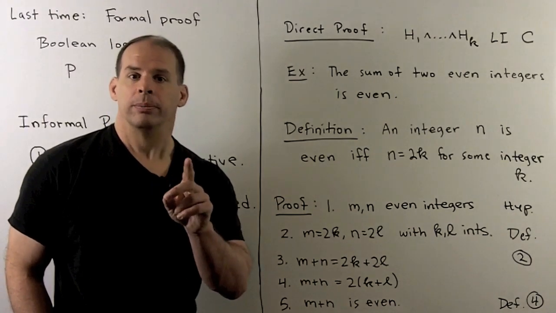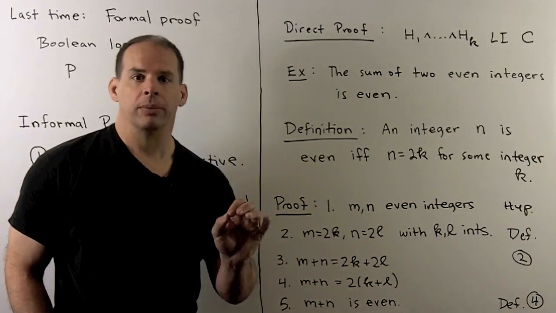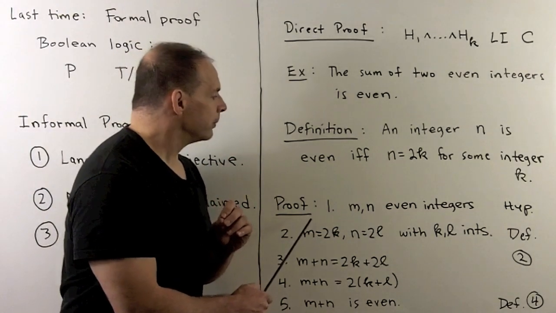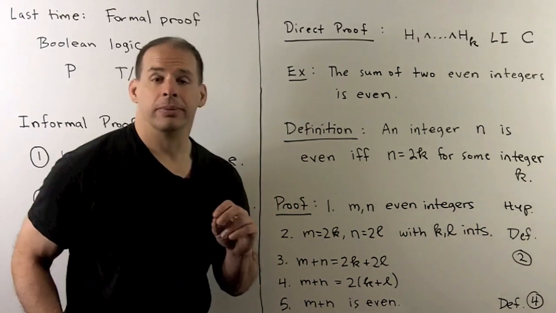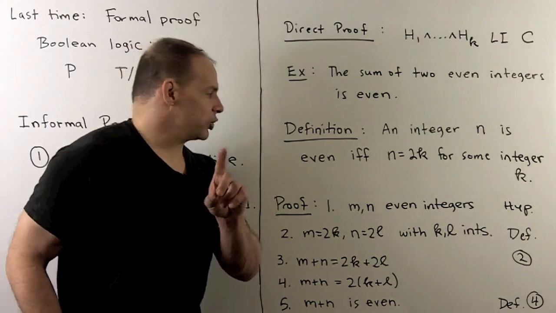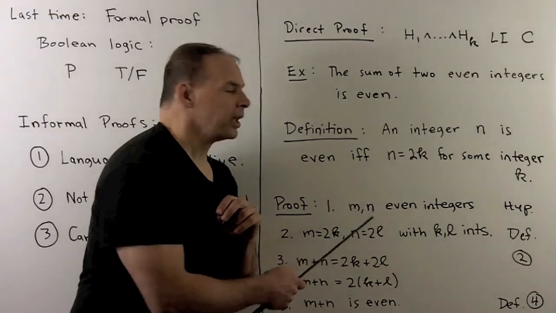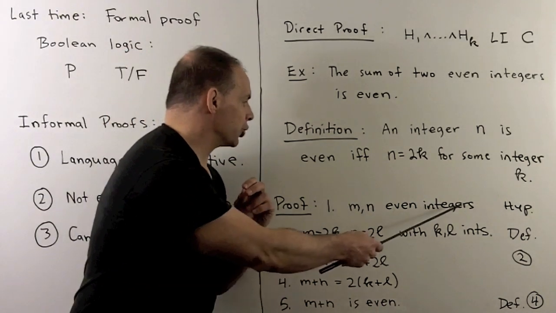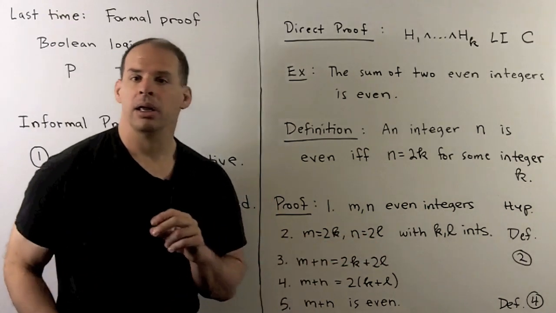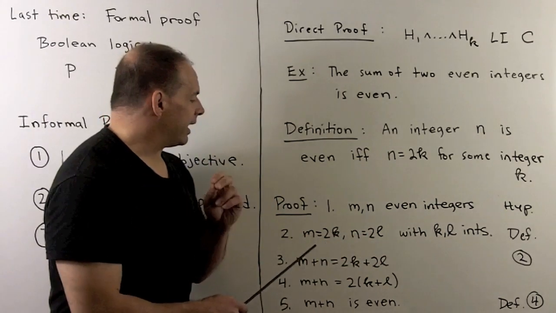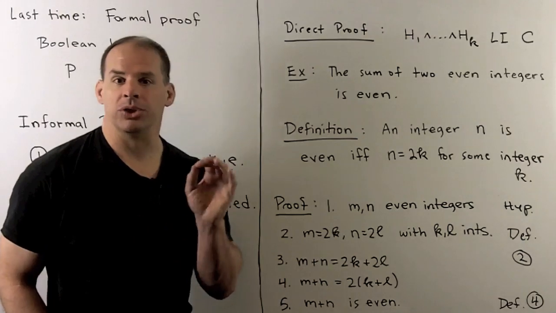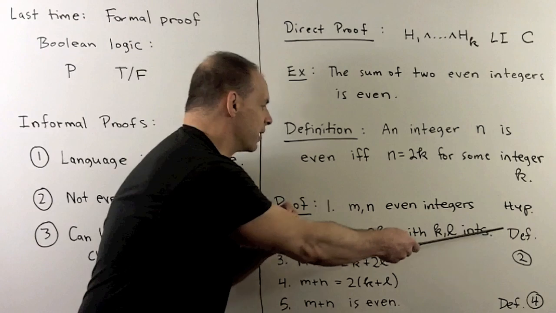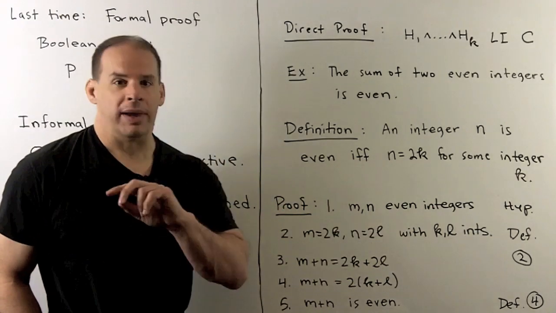Now, for our proof, we'll set it up like we did before, just for this one. We announce that we have a proof. I'm going to start with the hypothesis. I'm going to take two even integers, we'll call them m and n, and we're going to add them together. So the first step is just to assume that m and n are even integers. Now, by our definition, we could write m equal to 2k, n equal to 2l for some integers k and l. So that's definition.